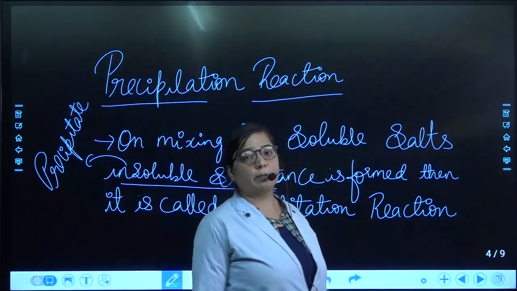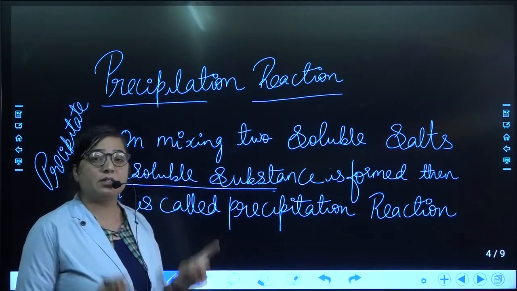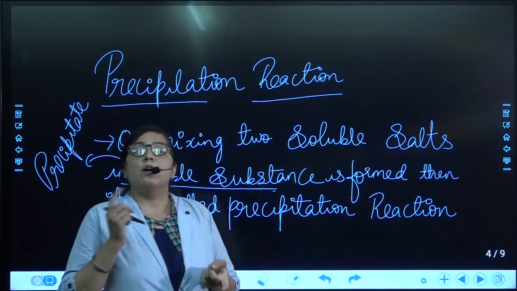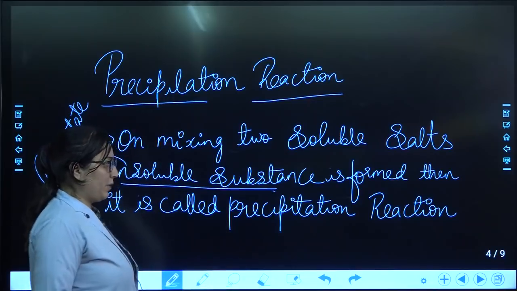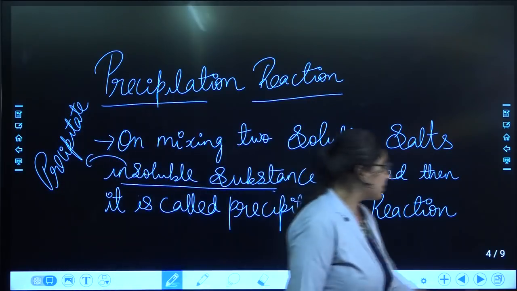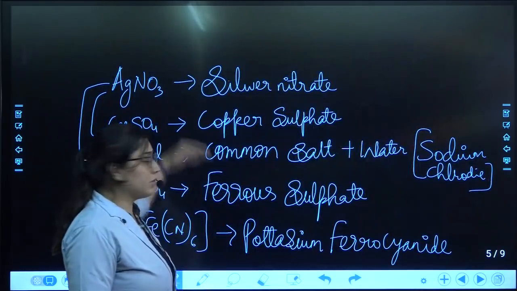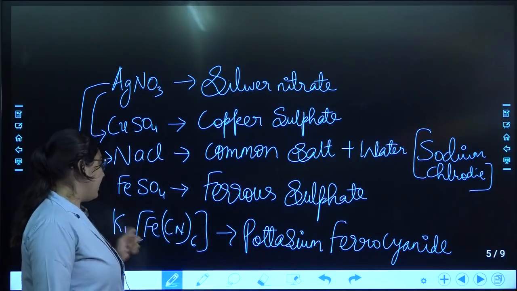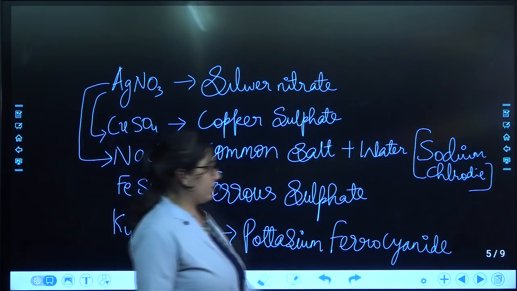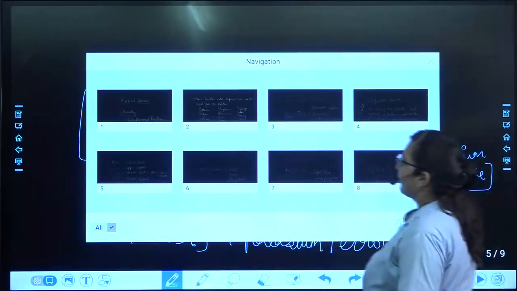Then next we saw the precipitation reaction. When soluble salts are mixed, you get insoluble substances, called the precipitate. And the reaction is called a precipitation reaction. These are the names and formulas you have to remember: AgNO3, CuSO4, NaCl, FeSO4 and K4FeCN6. The name along with the formula you have to memorize.